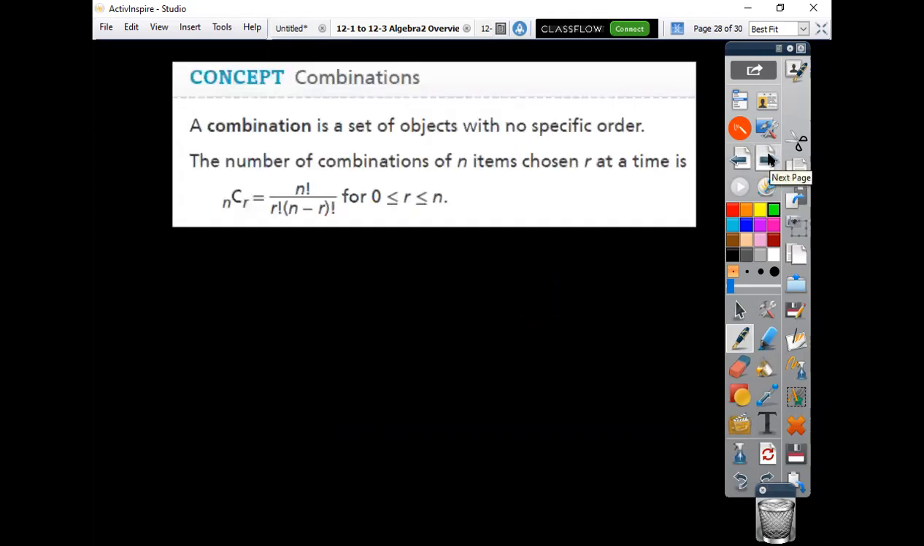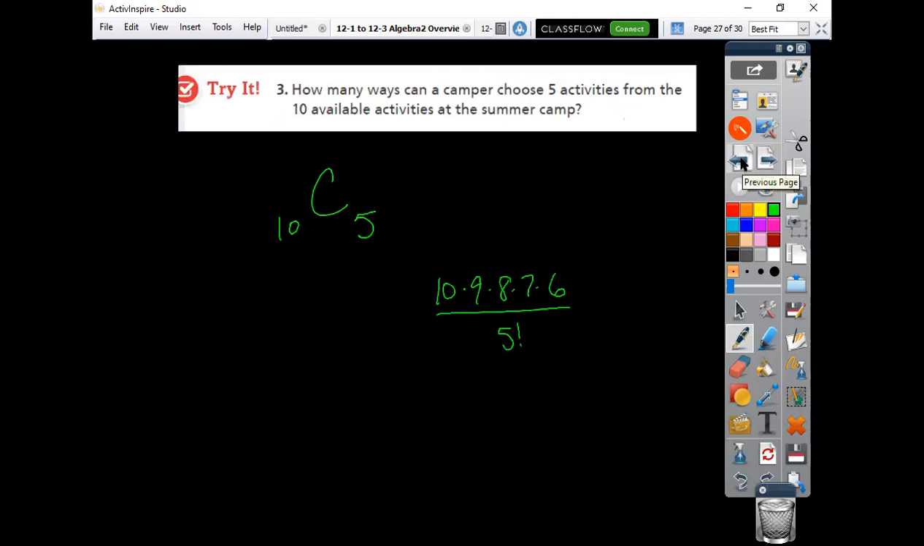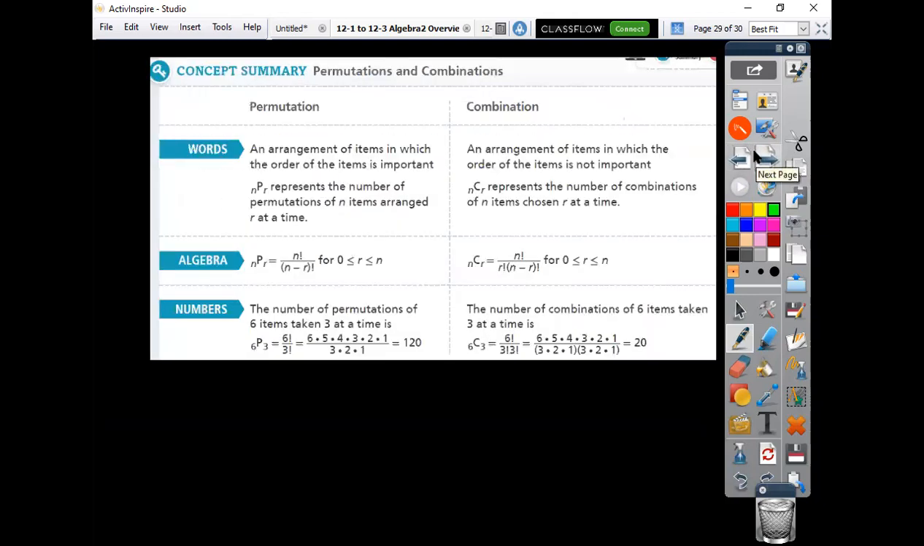I don't think you're going to have to do those. I'll kind of just let you know that's there. You can look those formulas up if you ever need them.